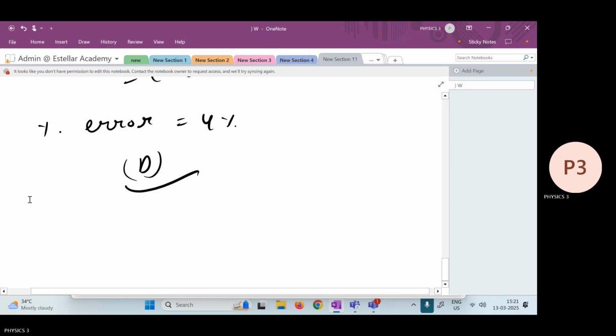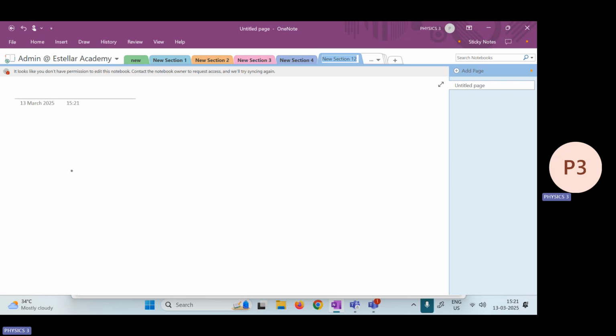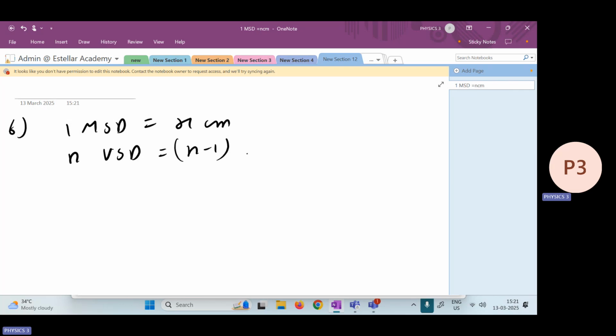Now let's come to the sixth question. We have given in a vernier calipers, one main scale division is x centimeter. One MSD we have given x centimeter. And we have given that n divisions of vernier scale coincide with n minus 1 divisions of the main scale. So we can write n VSD is equal to n minus 1 MSD. So from here, 1 VSD we can write as n minus 1 upon n MSD.